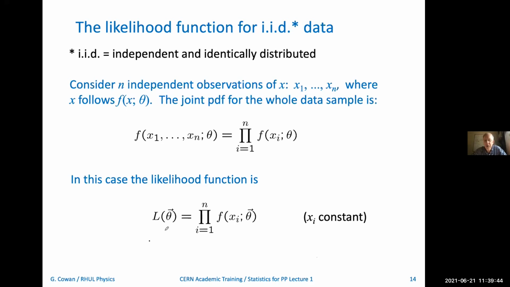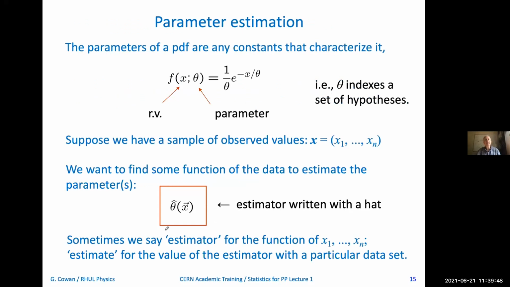All right, so that's a formula for the likelihood function. Now, let's get into parameter estimation. As I said, when I say the parameters, I'm talking about any constants that characterize the PDF, and in doing so, essentially label the hypothesis. The notation that I will use is, as I said, I'll almost always use a Latin letter for the data and a Greek letter for the parameter.